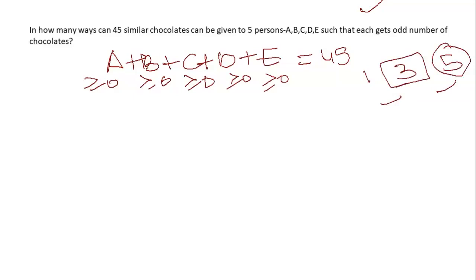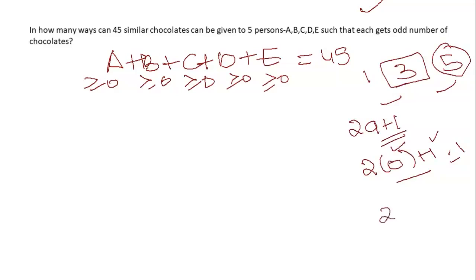Can I write this in the 2a plus 1 format? So in the 2a plus 1 format, if it is 1, can I write this as 2 into 0 plus 1? So it starts from 0. So 0, 2 into 0 is 0, 0 plus 1 is 1. Correct? For b, can I write it as 2b plus 1?